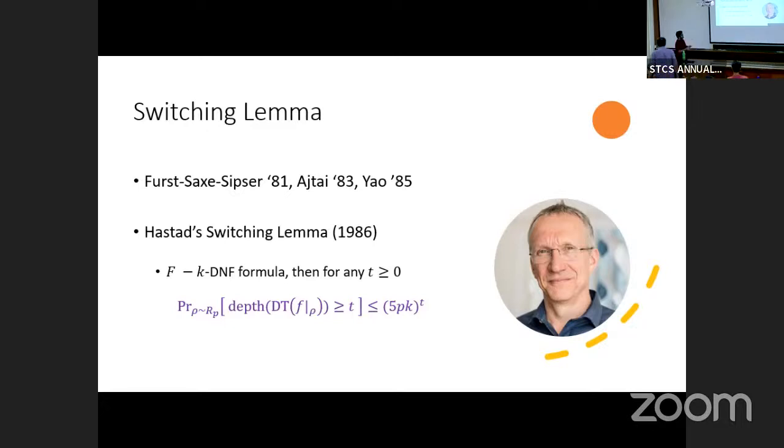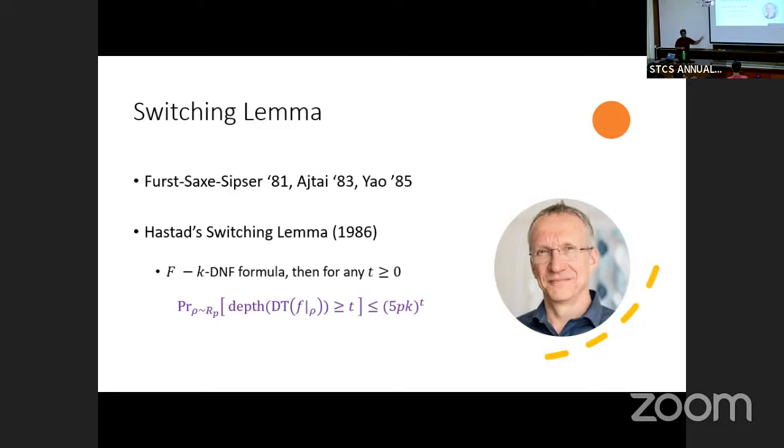Let's see this from inside out. First you apply the restriction to get f restricted to rho. Now this is just some Boolean function. It has some optimal decision tree, and we ask what's the depth of this. The depth is a random variable, right? Because the restriction is random. So the probability that this depth is at least t is at most (5 times p times k) to the power t. So for instance, the probability that the depth is at least 1, that is, it doesn't just become a constant, is at most 5 times p times k.